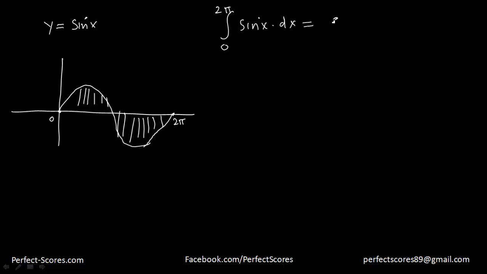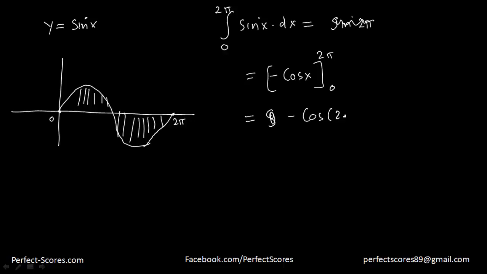So that will simply be equal to sine of 2 pi. I'm sorry, it's not sine, I have to find the antiderivative of sine x. The antiderivative of sine x would be negative cosine of x from 0 to 2 pi. So I'll have to find the value of negative cosine of 2 pi minus negative cosine of 0, and as you can see this comes out as 0. Even geometrically, this area is exactly equal to this area, and I get this area to be equal to the negative of this area, and I get the total area to be 0.